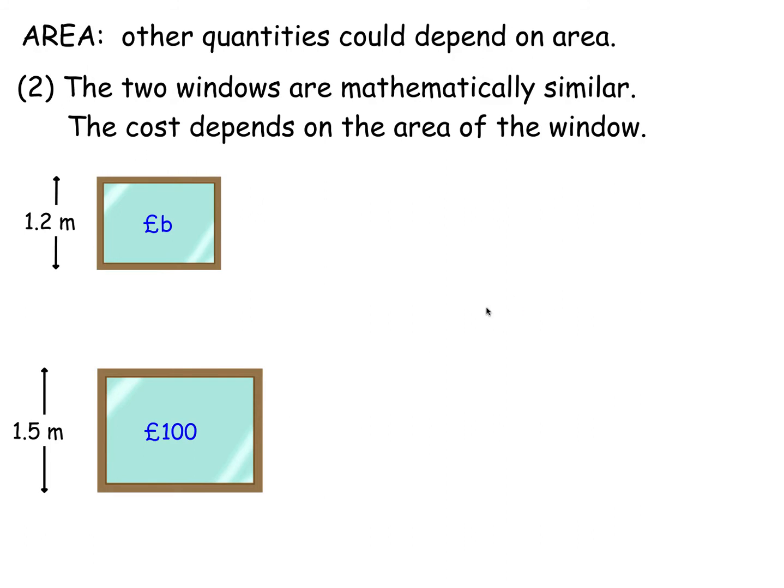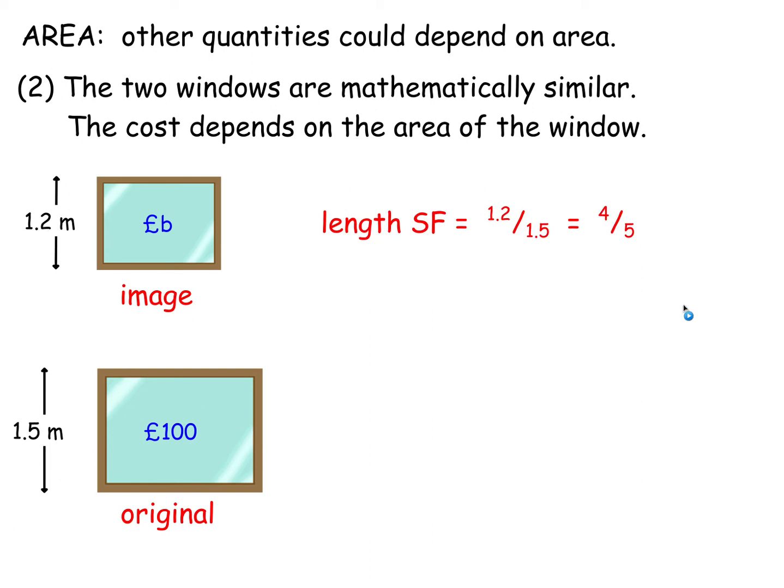Here's another example. Cost of glass can be assumed to depend on the area. So this cost £100 because of its area. What would this one cost? It's been scaled down. 1.5 has gone down to 1.2. So B is the image. Scale factor, image over original. Length scale factor, image 1.2 over original 1.5. 1.2 divided by 1.5. Without a calculator, you can make that 10 times bigger in the top, 10 times bigger in the bottom. It's 12 over 15. And 12 and 15 will both divide by 3 to give you 4 over 5. So that simplifies to 4/5.